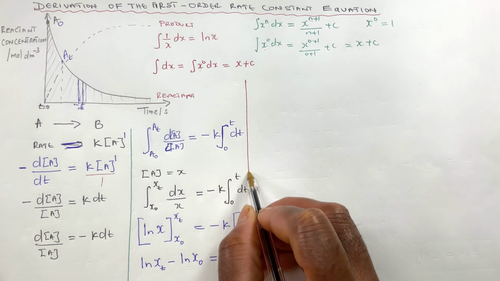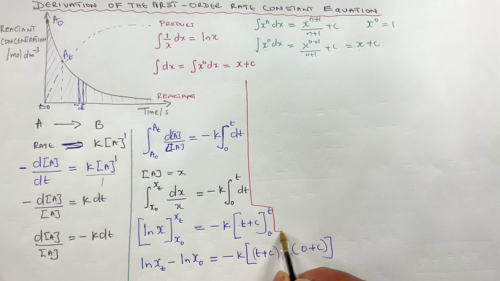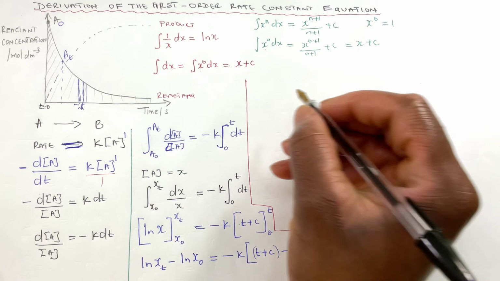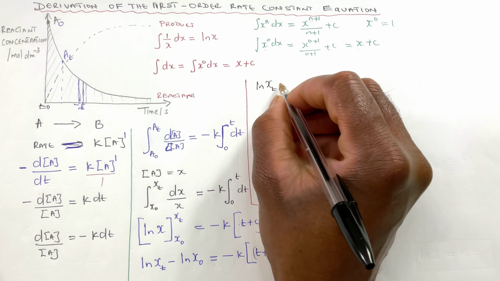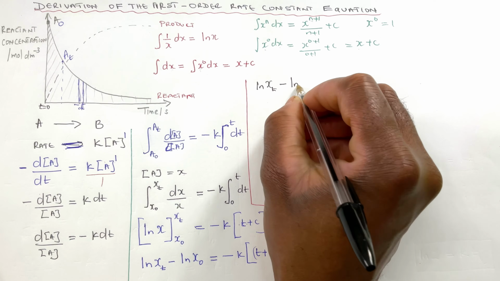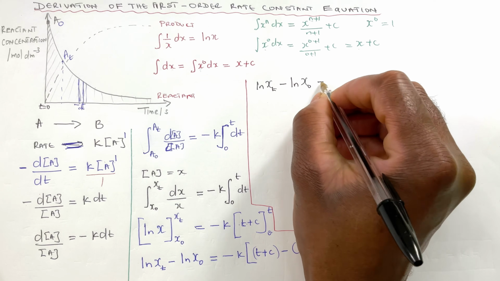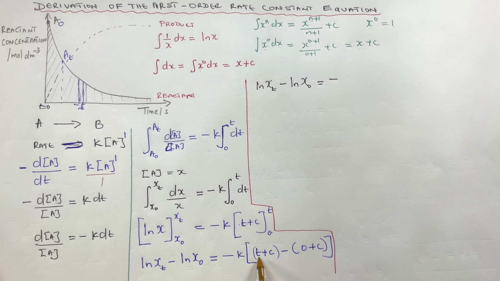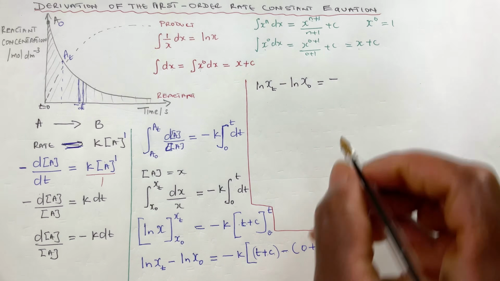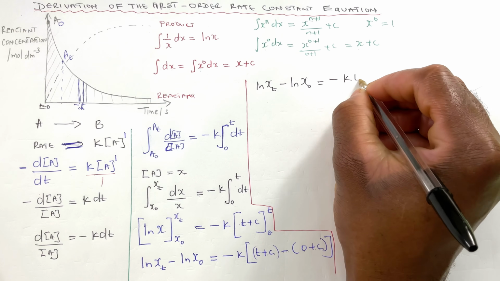Let's just bring this up down like that. So now we're going to get ln x t minus ln x naught equals minus, well, that's t plus c minus 0 minus c, which means plus c will cancel minus c, because that's minus times plus, that's minus. So we're going to get kt.